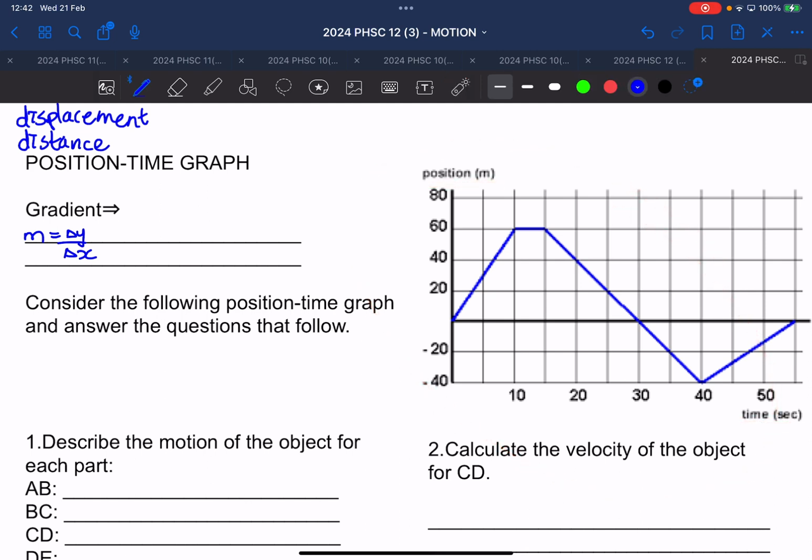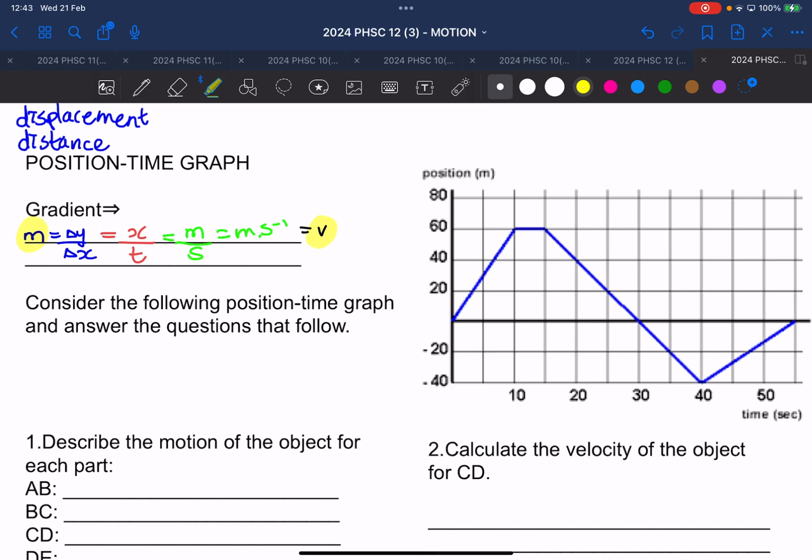So the symbol for position is x. The symbol for time is t. Position is x. Distance is x. What do we measure position in? Meters. What do we measure time in? Seconds. So we basically have meters per second. So when you ask yourself, what does the gradient tell me? The gradient tells me the velocity.